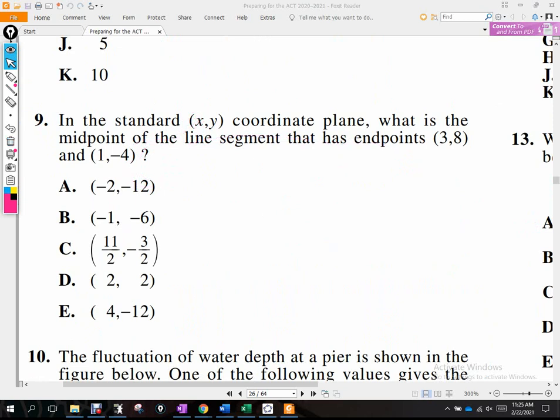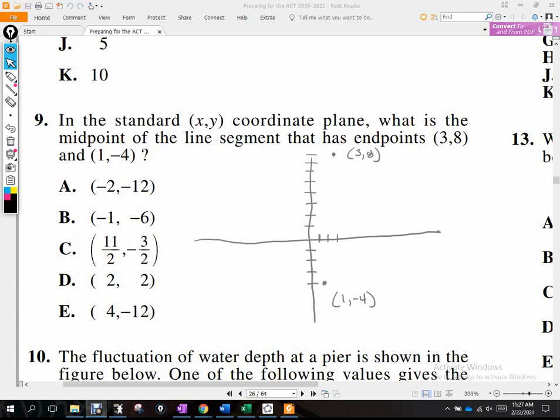In the standard XY coordinate plane, what is the midpoint of the line segment that has endpoints at 3, 8 and 1, -4? Midpoint. So this is a geometry concept. All right, let's approach this question like we have absolutely no idea what we're doing. All right, we got the endpoints, right? What's midpoint mean? It's the middle.